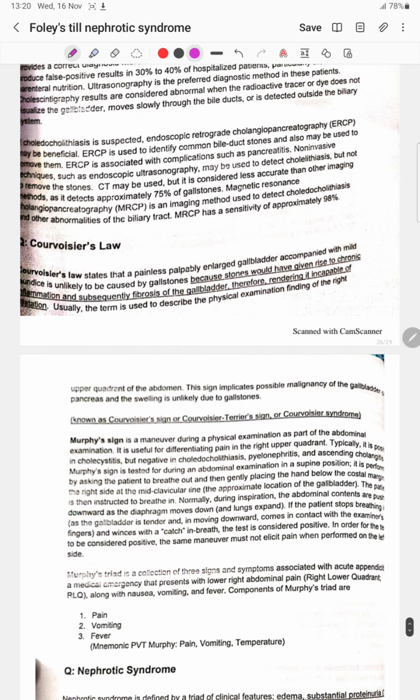And now moving to Courvoisier's law. It states that a painless, palpably enlarged gallbladder accompanied by mild jaundice is unlikely to be caused by a gallstone, because stones would have given rise to chronic inflammation and subsequent fibrosis of the gallbladder, and therefore rendering it incapable of distension. Usually the term is used to describe the physical examination finding of the right upper quadrant of the abdomen.